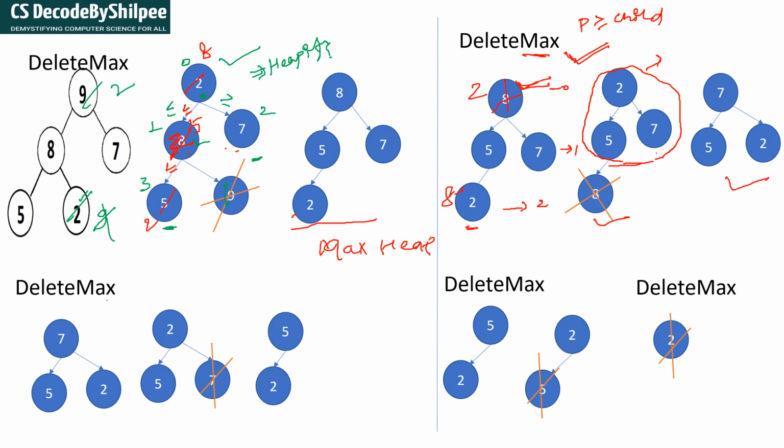Again, if I say delete max, what is the maximum? 7. Then what do you do? 7 is going to be replaced by the last element. See, this is 0, this is 1, and this is 2, so your last element is 2. So this 7 is going to be replaced by 2, and 7 is deleted. Now you have only 2 and 5. Now tell me, is it following the max property? No, this is not following the max property. Then what will you do? You perform swapping. After the swapping, you will get this final tree.